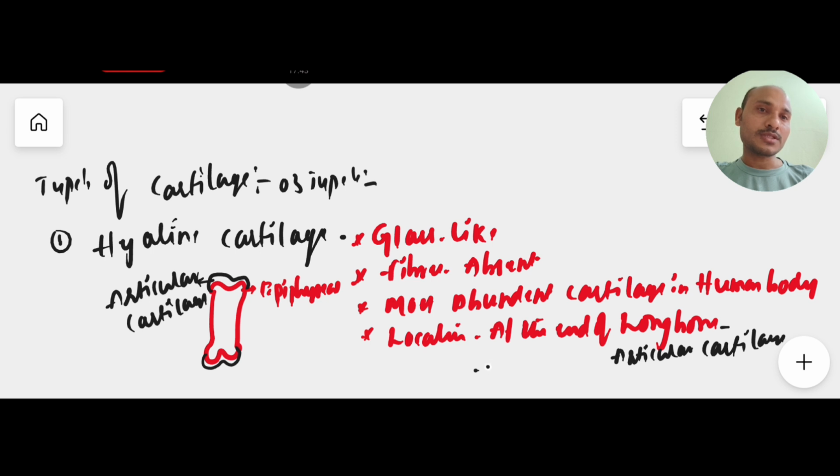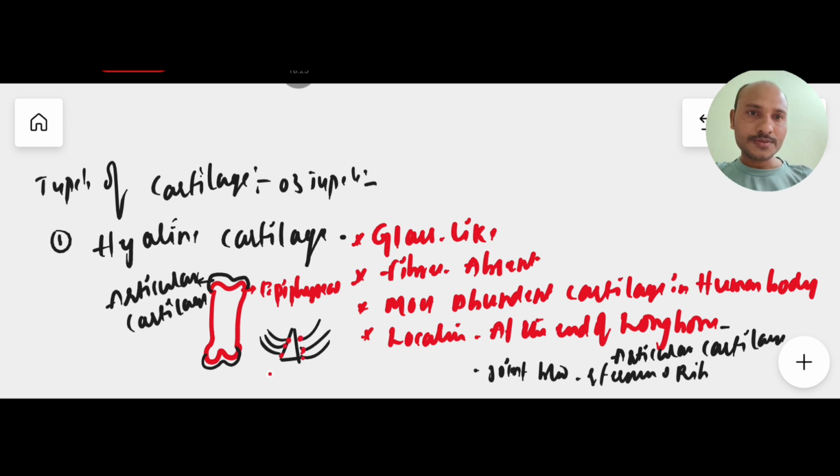Also, hyaline cartilage is present at the joint between the sternum and rib bones. For example, if this is the sternum bone, from the sternum there are various rib bones, 12 pairs of ribs. Where the rib bones attach to the sternum, in those places we see one type of cartilage. This cartilage is called costal cartilage.